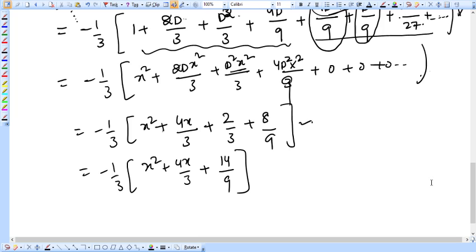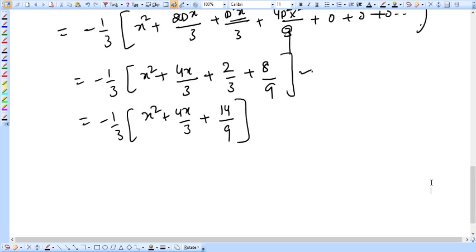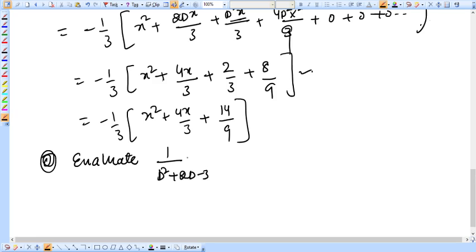Now I'm just giving you an exercise. You just solve it out, evaluate 1 upon d square plus 2d minus 3 into x square plus x plus 1, and write the answer in the comment section.